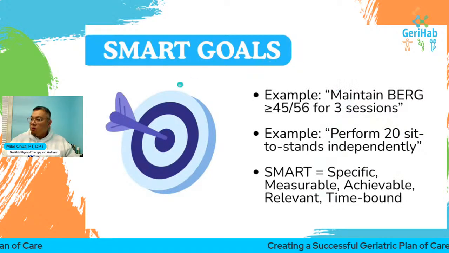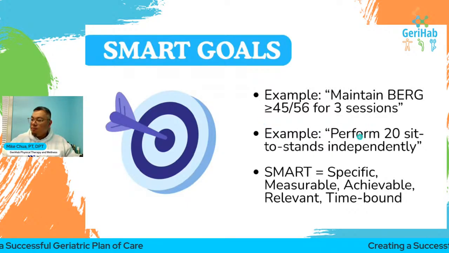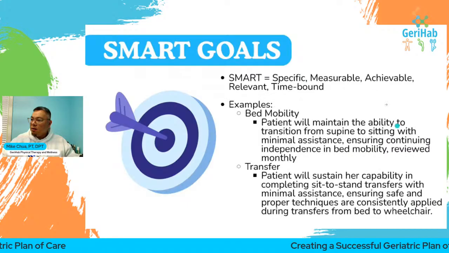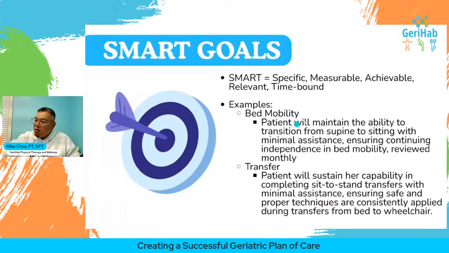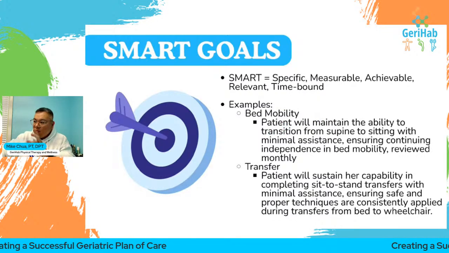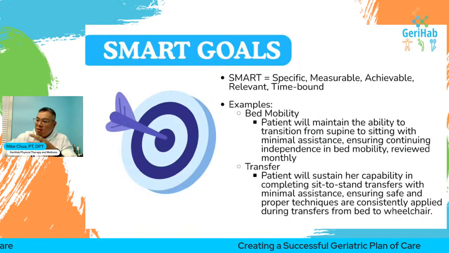So SMART goals: maintain Berg at 45 of 56 for 3 sessions. So I don't like this goal here. Let me find another one. All right, there you go. This is a better one. Patient will maintain the ability to transition from supine to sitting with minimal assistance, ensuring continued independence in bed mobility, and then you review it monthly, right?